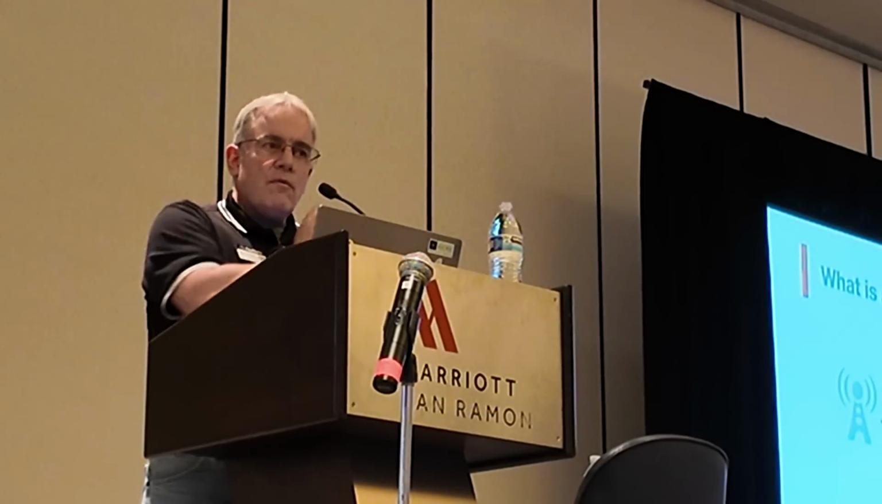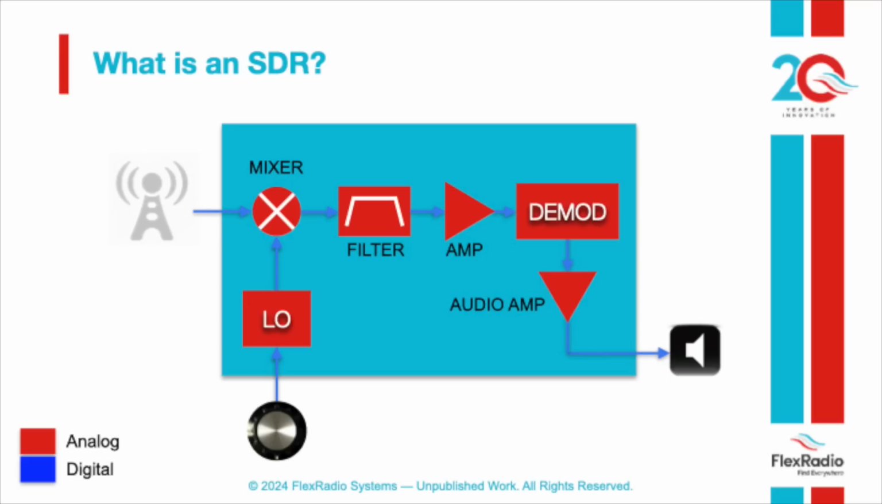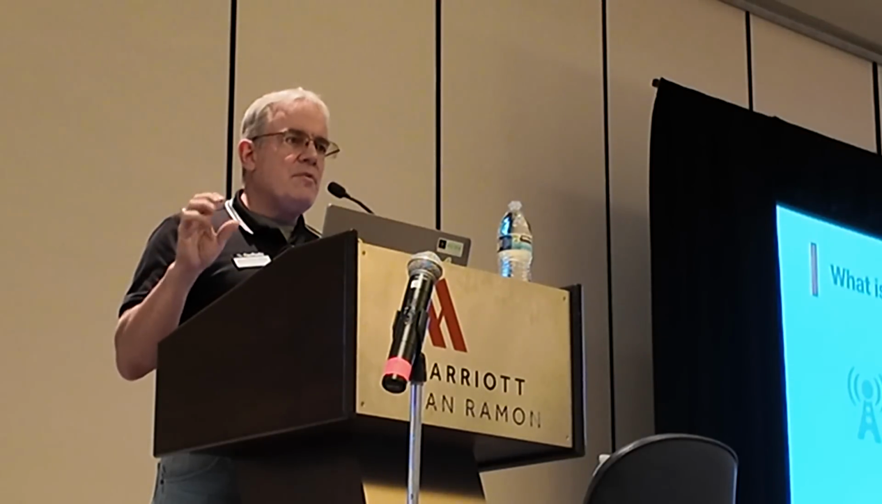Okay, so what is an SDR and why would you want one? This is a block diagram for a typical radio. You have an antenna that goes into a mixer. You take that frequency off the air, you mix it down, you put it through a filter. There's an amplifier, demodulator, audio amplifier, and you send it out a speaker. And you've got a local oscillator there with a knob you can turn.